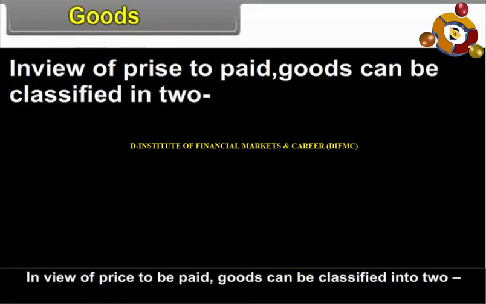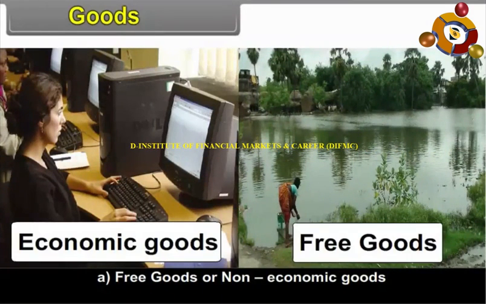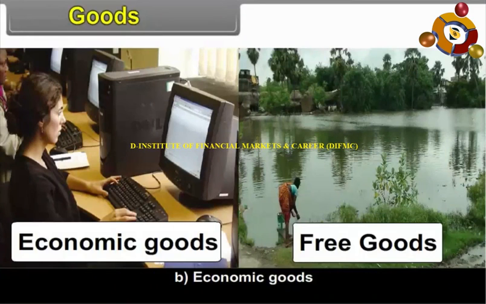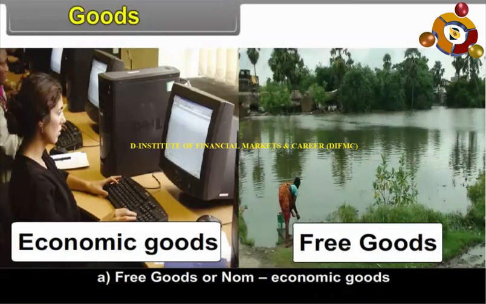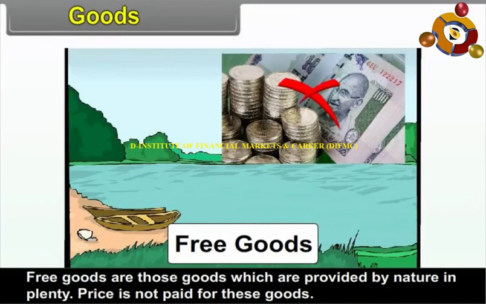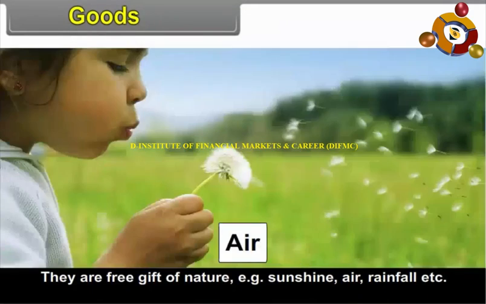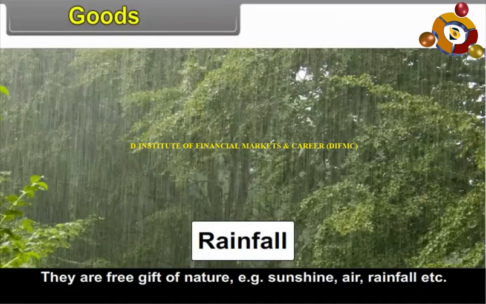In view of price to be paid, goods can be classified into two: free goods or non-economic goods and economic goods. Free or non-economic goods. Free goods are those goods which are provided by nature in plenty. Price is not paid for these goods. They do not have an exchange value. They are a free gift of nature, for example, sunshine, air, rainfall, etc.